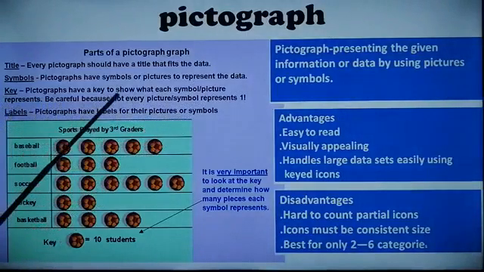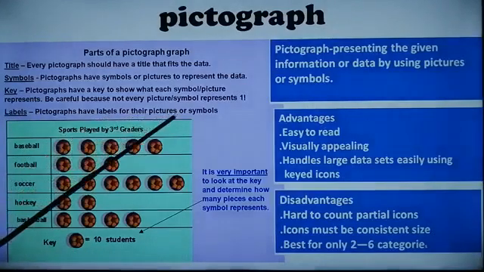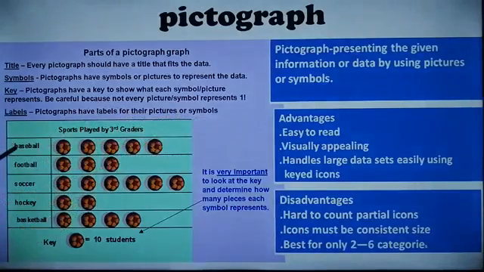Be careful because not every picture represents 1. For example, here 1 picture means 10 students. Then the fourth point, label. Pictographs have labels for their pictures or symbols. Here the labels are baseball, football, soccer, hockey, basketball, like this. Okay, this one you already learned in lower classes.